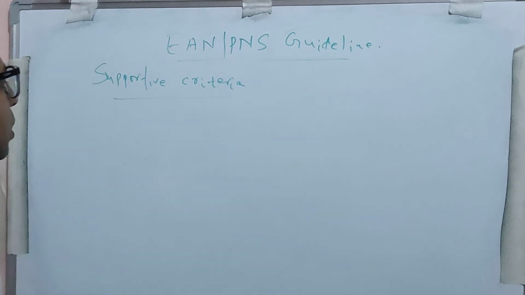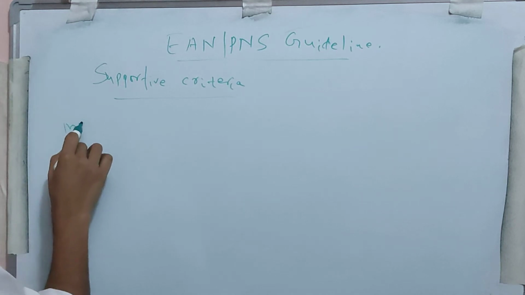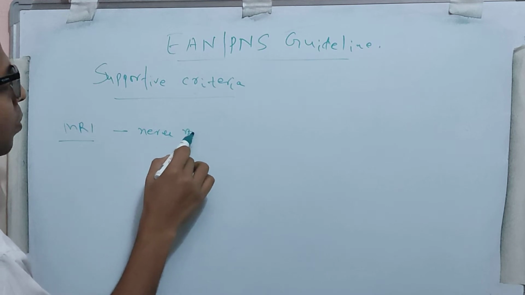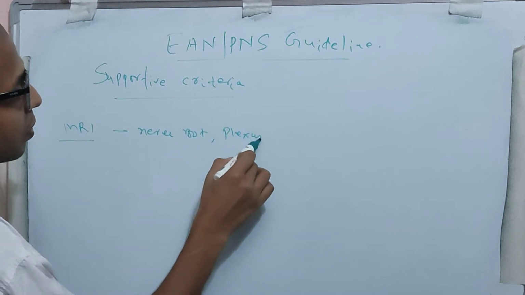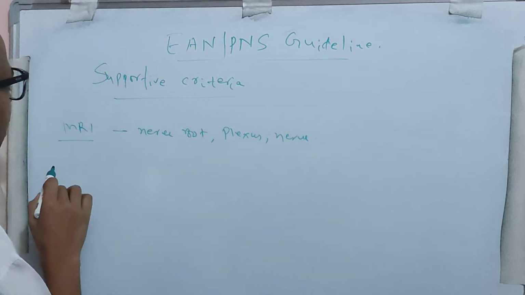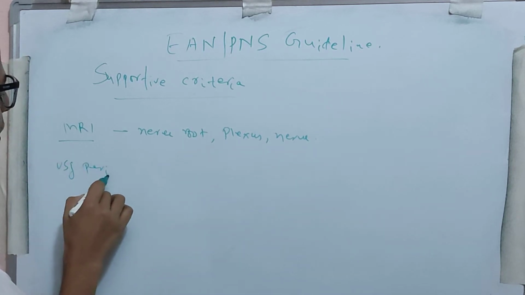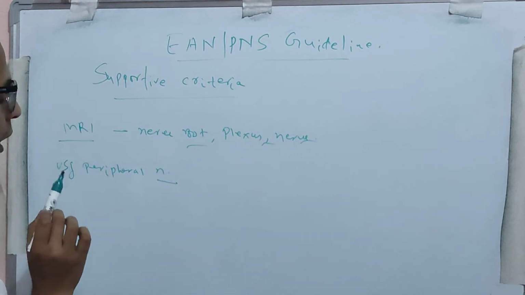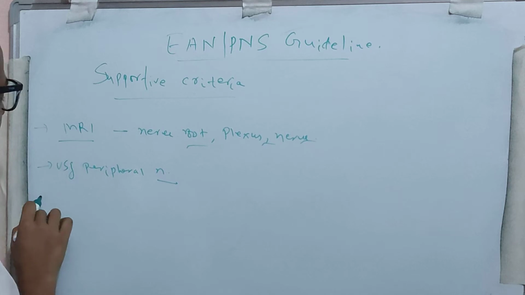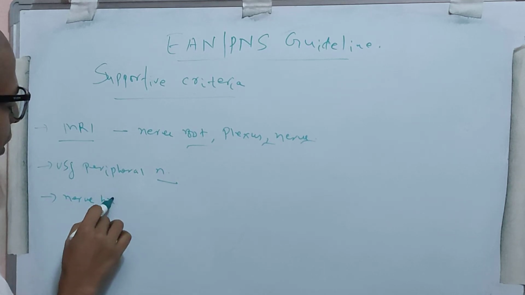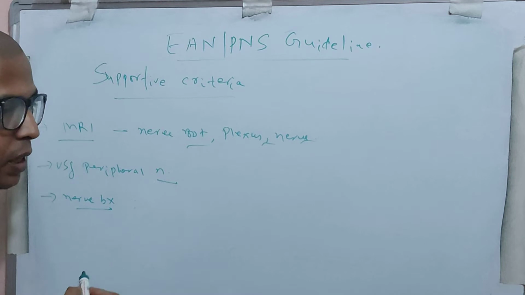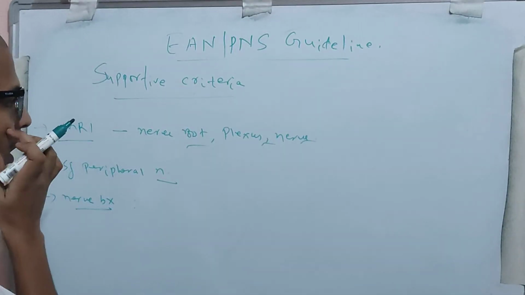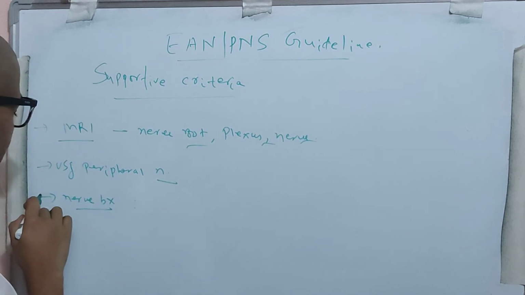So what falls under supportive criteria? MRI, if you see gadolinium enhancement in nerve roots, plexus, or nerves. Or if you do ultrasound of the peripheral nerve and find thickening anywhere, then that is also a supportive criterion. Another is nerve biopsy. If you see inflammation and demyelination in these nerves on electron microscopy, that is also supportive.